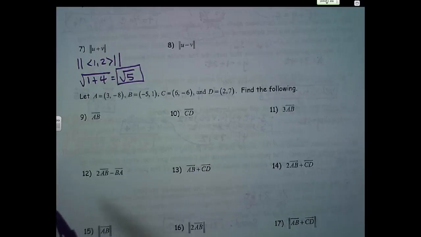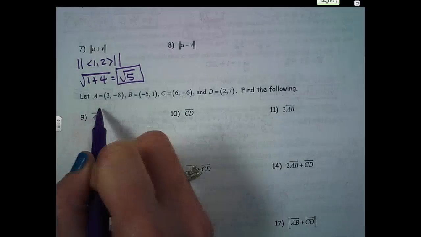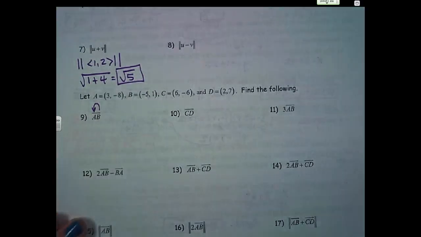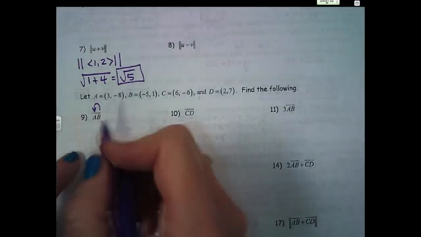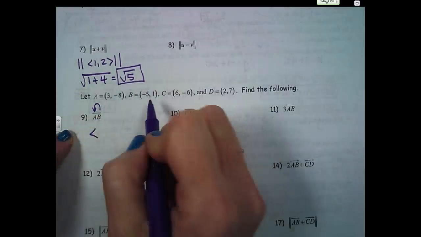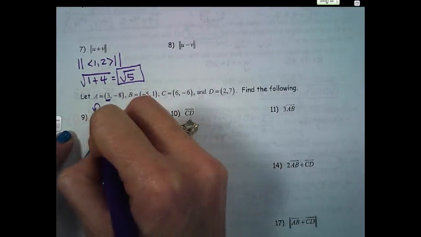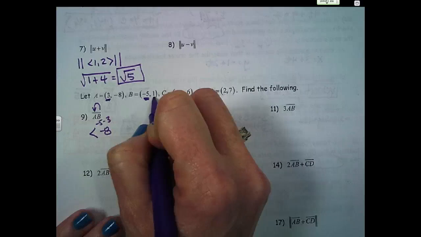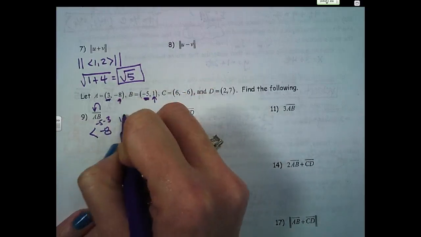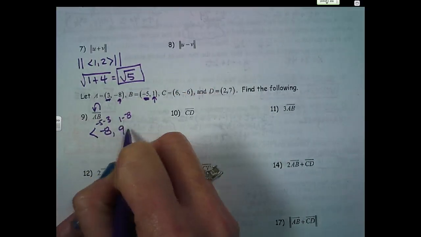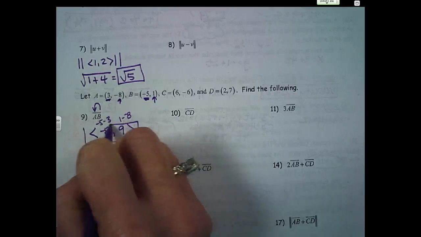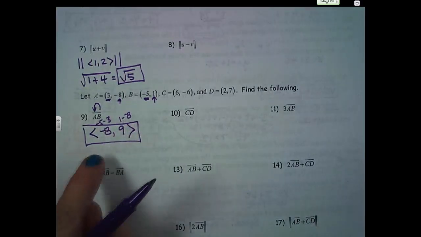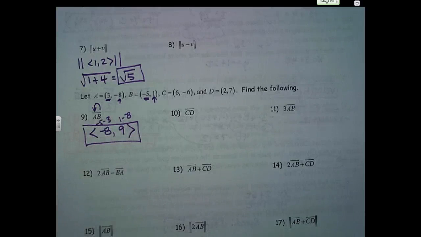Well, to do that, remember the little shortcut I taught you before is to go backwards when you subtract. So if you look at this, you find the x value first, and you do b minus a. So I'm going to do negative 5 minus 3, which is negative 8. Then I'm going to find the y value, which would be 1 minus negative 8. Be careful of your signs, that is 9. So to get from A to B, you would go left 8 and up 9.